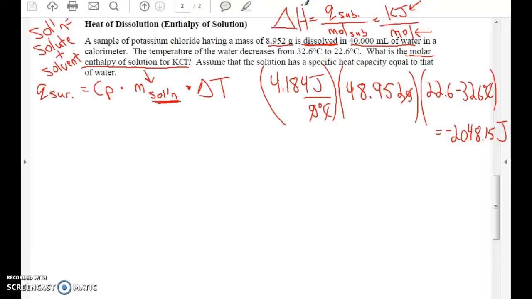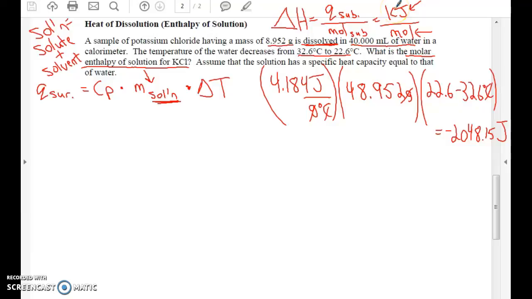But what we just calculated is the heat, the Q of the surroundings. The solution itself went down by about 2,000 joules. Now that makes sense. We measure the surroundings and the temperature decreased, so we should expect to see a negative heat value for the surroundings. Now we want to eventually get to kilojoules.